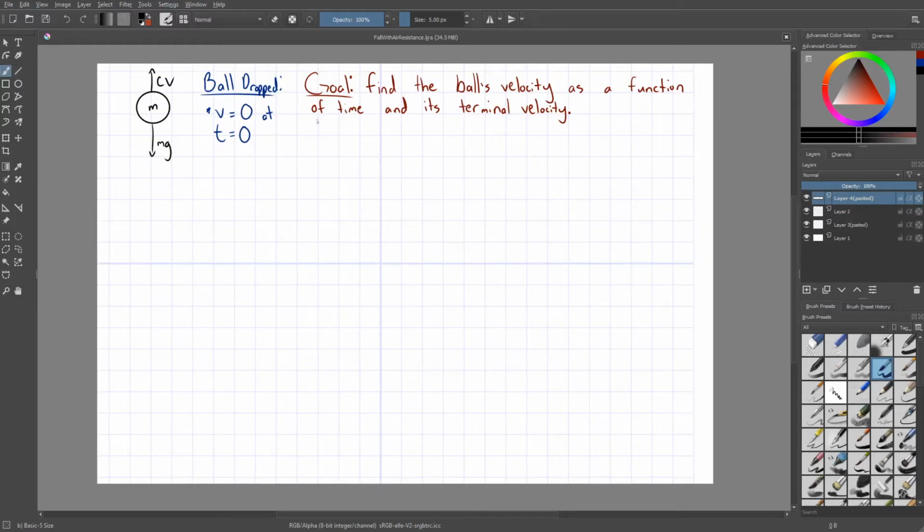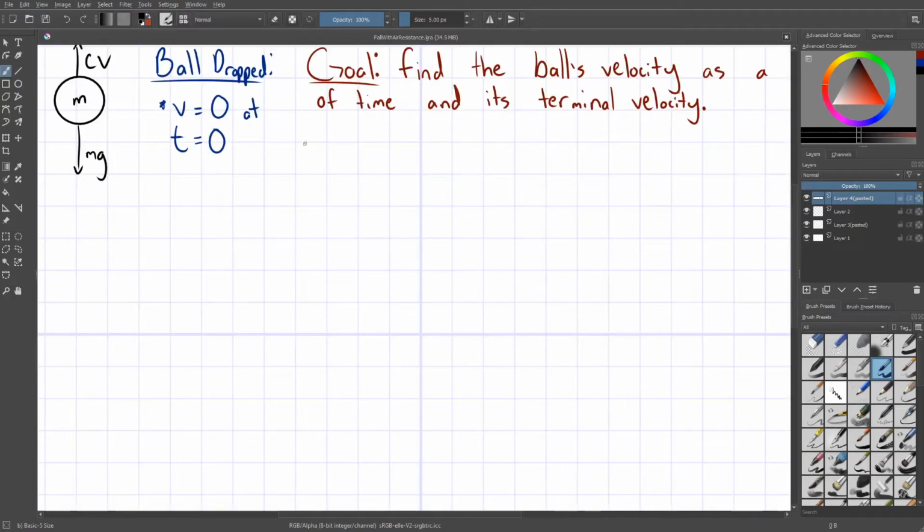So the goal of the problem is to find the ball's velocity as a function of time and its terminal velocity. In order to do this, we're going to have to set up and solve a differential equation. We can start just by writing the obvious, which is that sigma F equals ma. Right? And so I'll go ahead and have the mg be positive. So we'll say that mg minus cv equals ma.